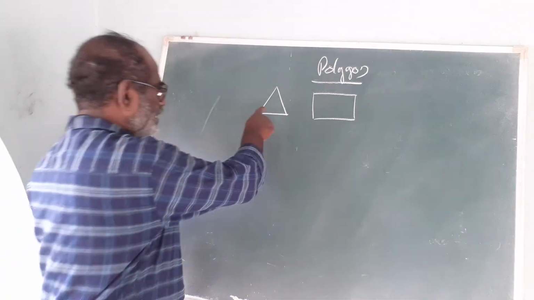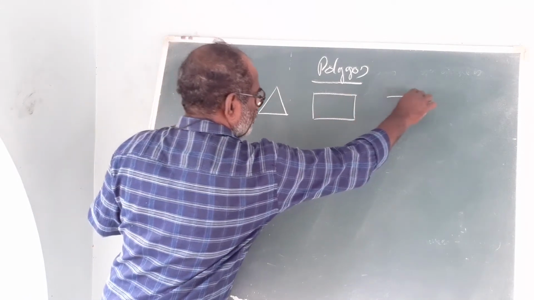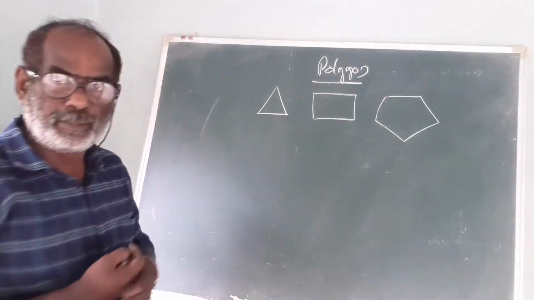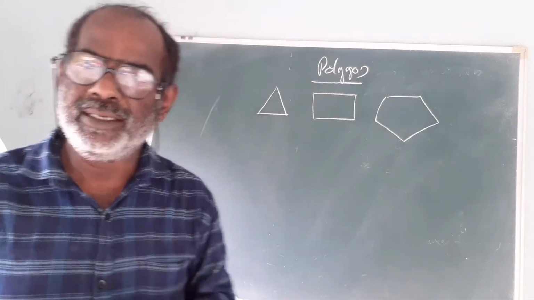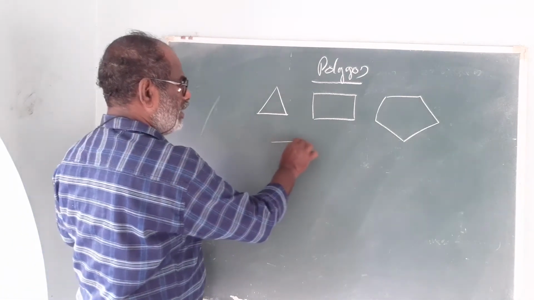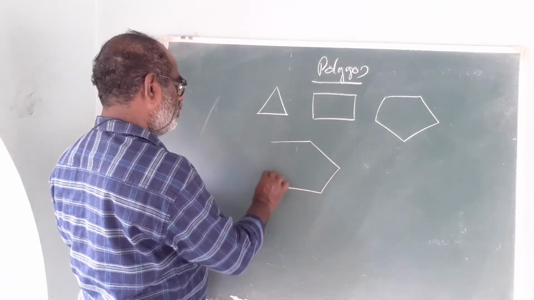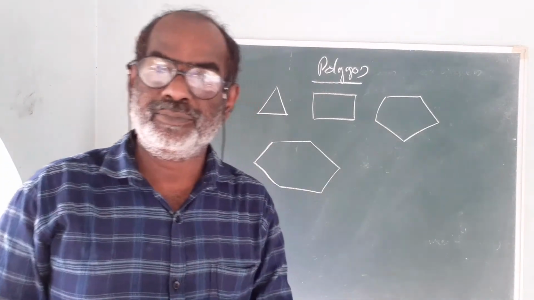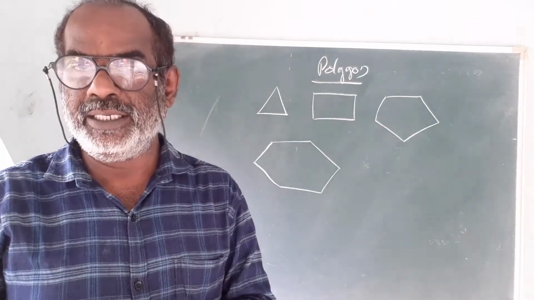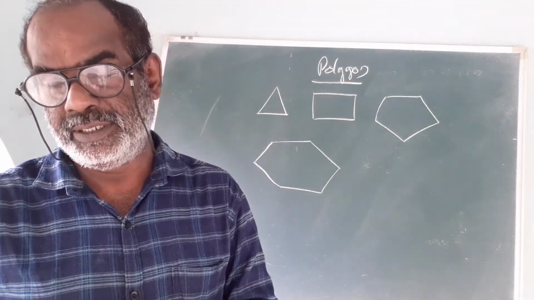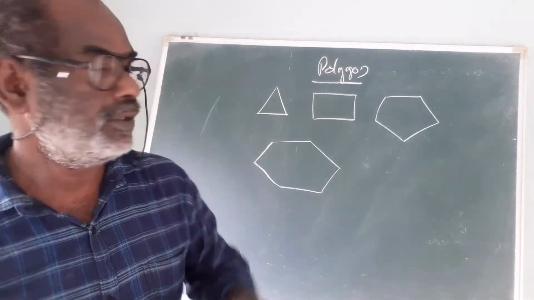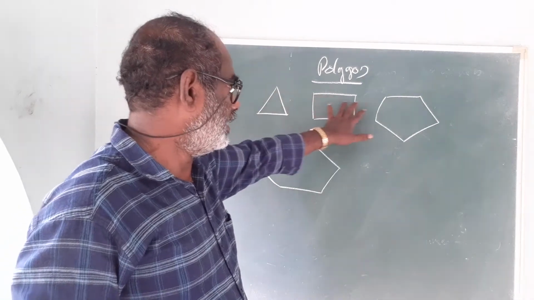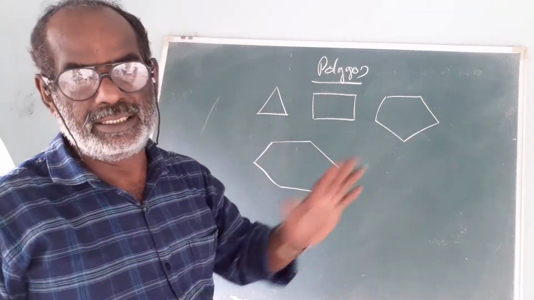Then what is this? Three sides, four sides, next five sides: 1, 2, 3, 4, 5. Five sides is a pentagon. What is next? Six sides: 1, 2, 3, 4, 5, 6. This is a six-sided figure, that is a hexagon. Eight sides means octagon. Ten sides means decagon. Like this, the names are there. So the mainly important figures are triangle, rectangle, pentagon, hexagon, like this.